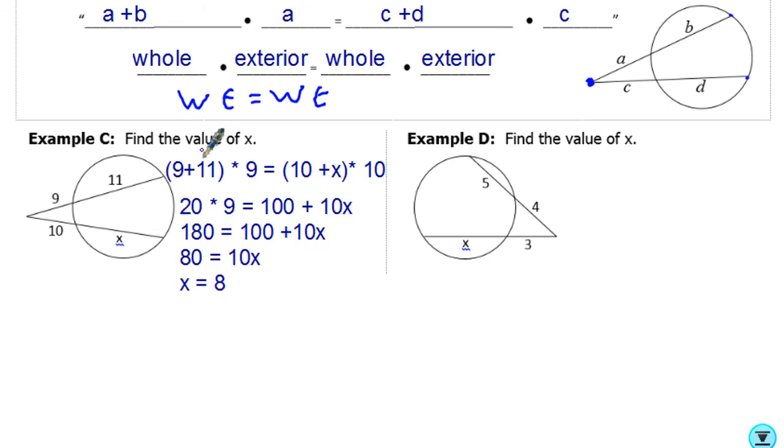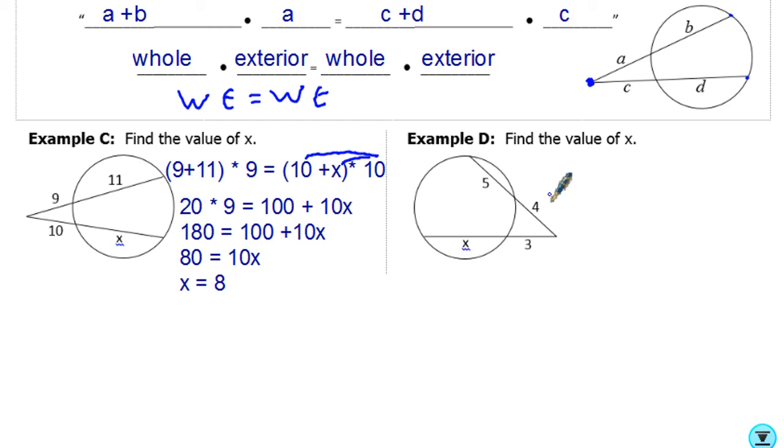And now again, it's just a matter of cleaning this up, adding, distributing when we need to. So 9 plus 11 is 20 times 9. 10 plus x, we can't do much with that, so we'll distribute the 10. 10 times 10 is 100. 10 times x is 10x. From here, 20 times 9 is 180. The 100 plus 10x stays the same. So then subtract 100, we get 80. 80 equals 10x, divide both sides by 10, and we get x is equal to 8.